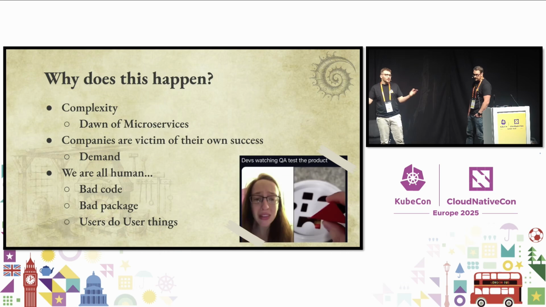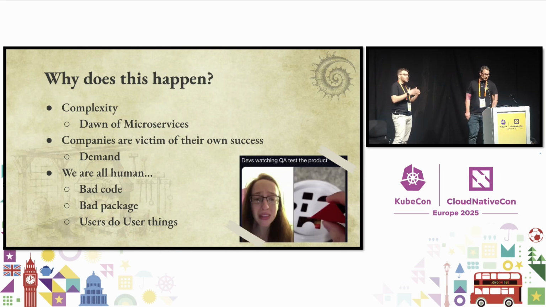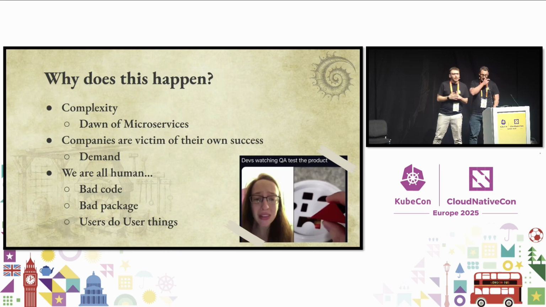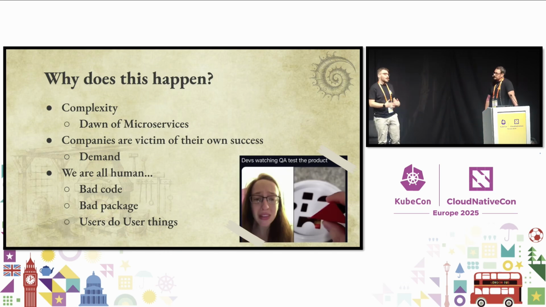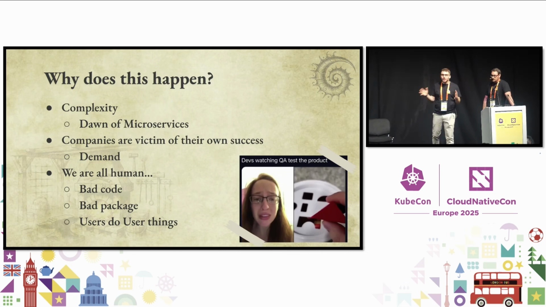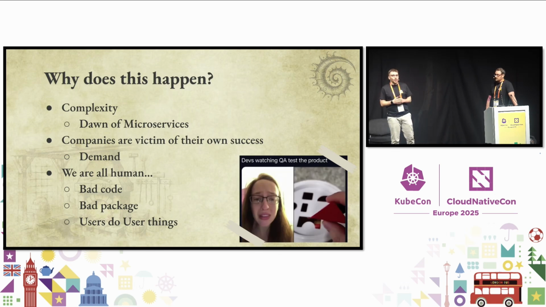And next, sort of to lead on from this, is companies become a victim of their own success. Things that worked for maybe 10 customers, when you scale to 10,000 customers, you start running into bottlenecks, edge cases in performance, and good old hardware capacity issues. And lastly, we are all human. Bad code is shipped no matter what we do. Bad packages, there could be problems when we update the versions of our packages, and users do user things.